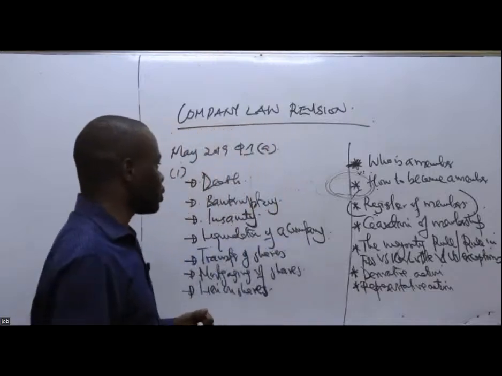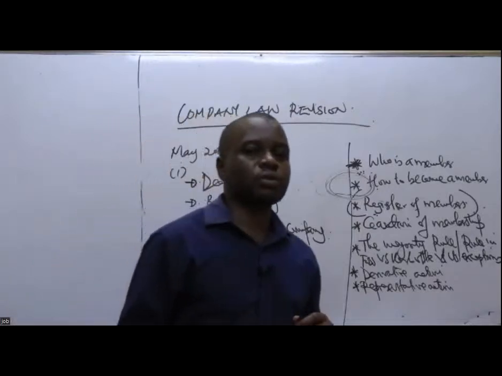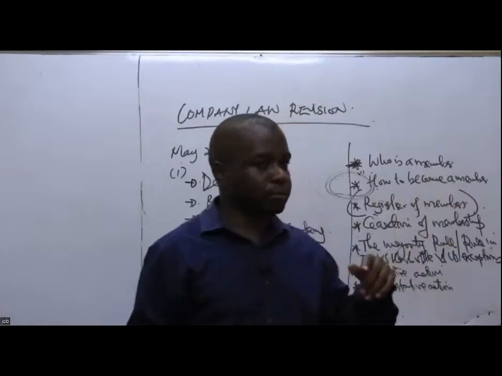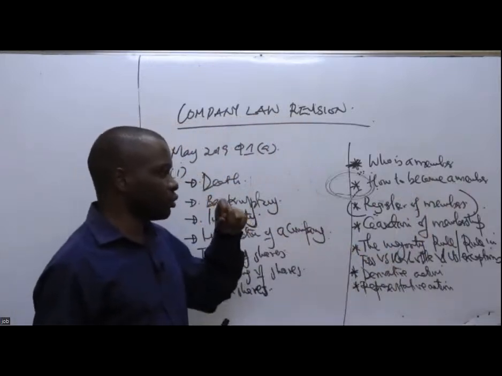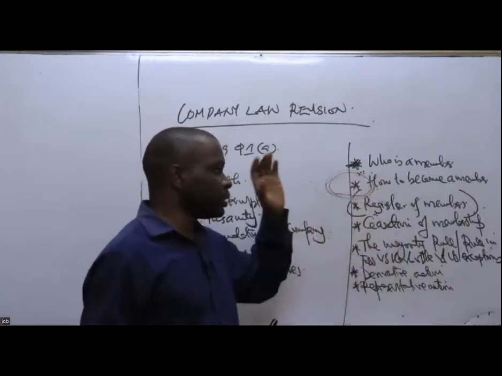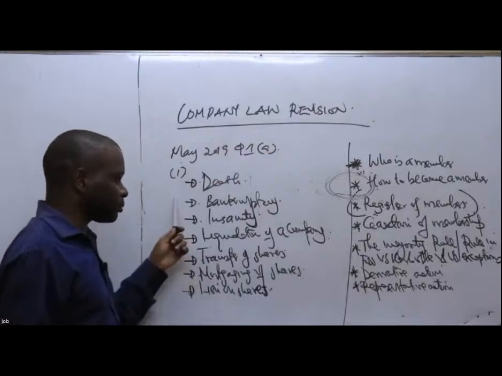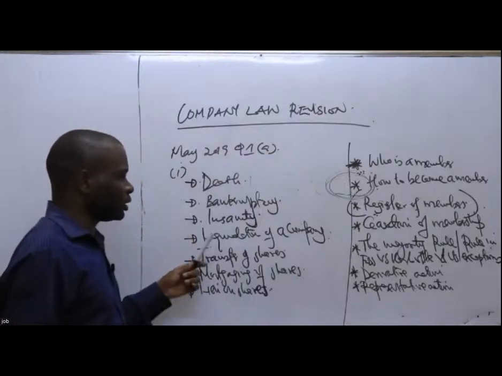Number two, through what we call transmission of shares. That is the one which I told you appears in both of them, whereby it leads to losing membership and also gaining membership. Transmission is one of them. And under transmission, we simply mean death, bankruptcy, or insanity.